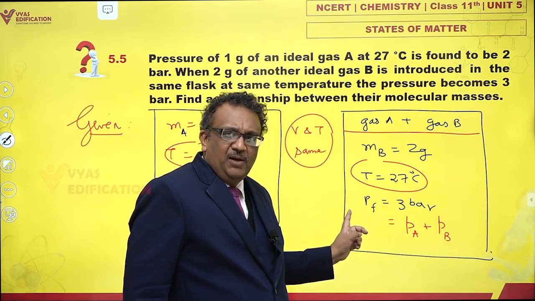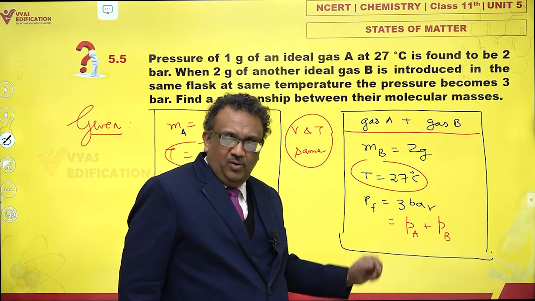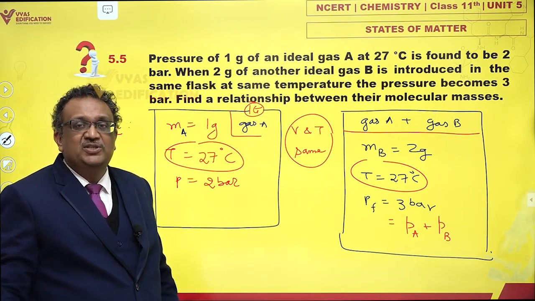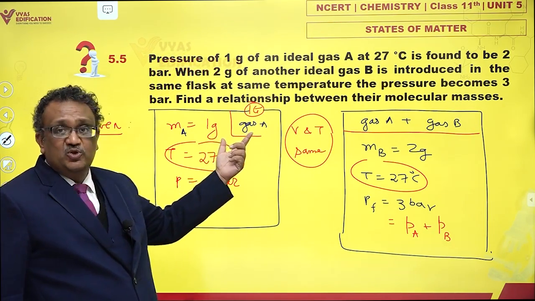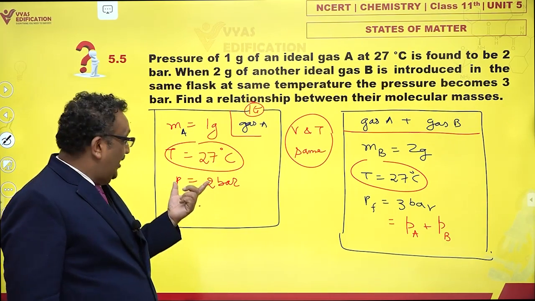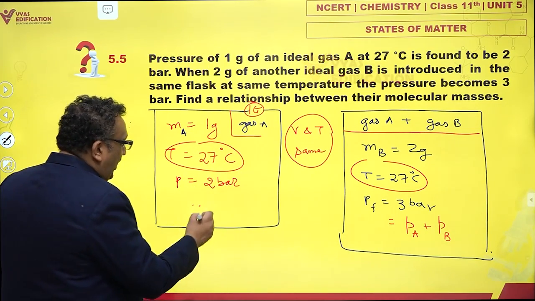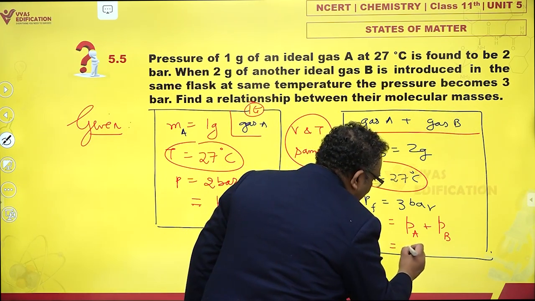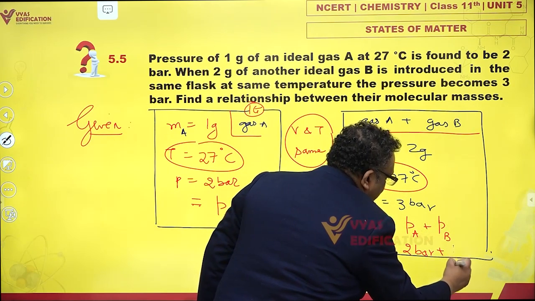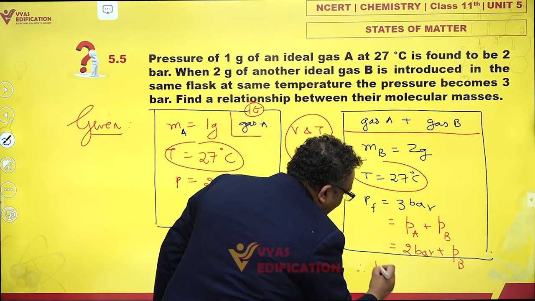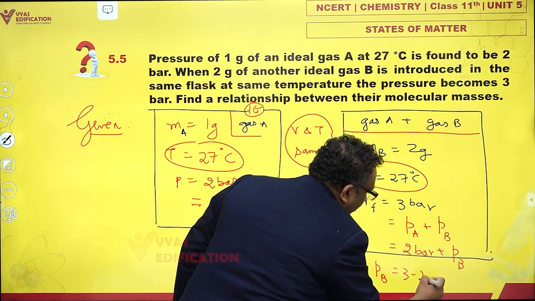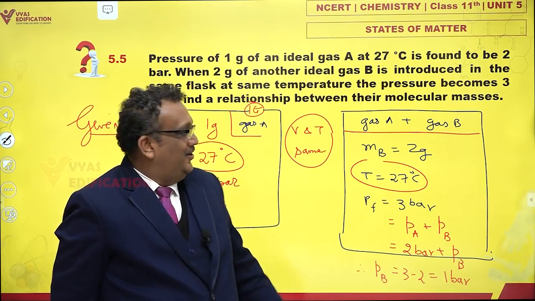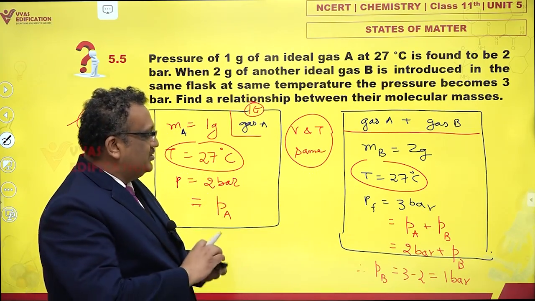This is total 3 bar pressure, right? This is A and B combined, okay? Do I know the pressure exerted only by gas A when gas B is not there? Yes, initially gas B was not there. There was only gas A. And that is 2 bar. So this 2 bar is nothing but partial pressure of A, plus partial pressure of B. Therefore, I can solve: partial pressure of B is 3 minus 2 is equal to 1 bar. Wow. There we are. Now I know that partial pressure of B is 1 bar.